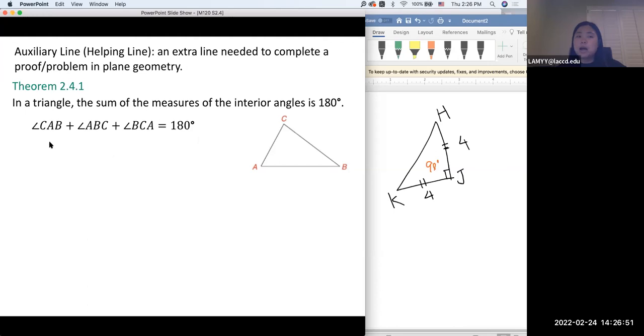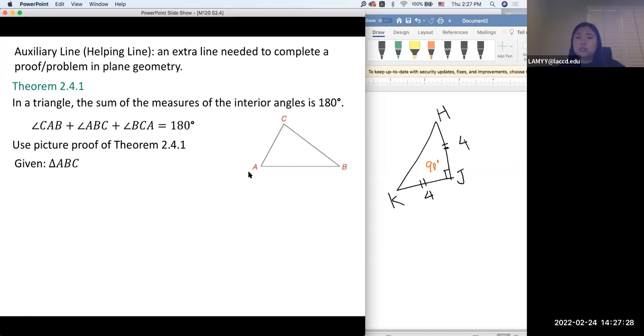Okay, and remember how to call those angles. We don't want to say just angle A or angle B. We want to say CAB, talking about angle A, or ABC, talking about angle B, BCA talking about angle C. The sum of the interior angles is going to be equal to 180. Now we want to use the picture to prove theorem 2.41. So we want to prove this theorem. How can we prove that the sum of the interior angles is equal to 180?